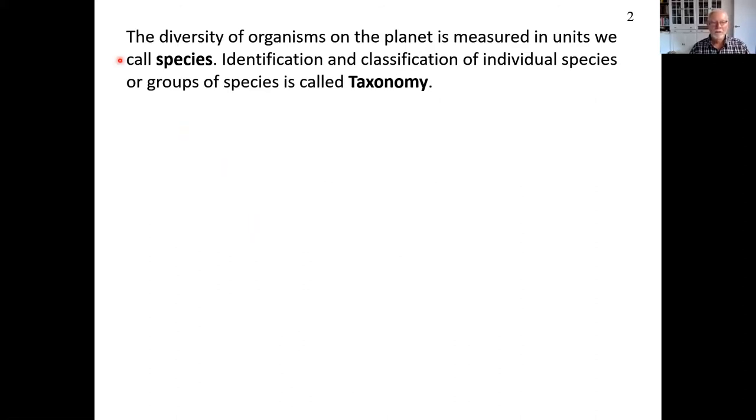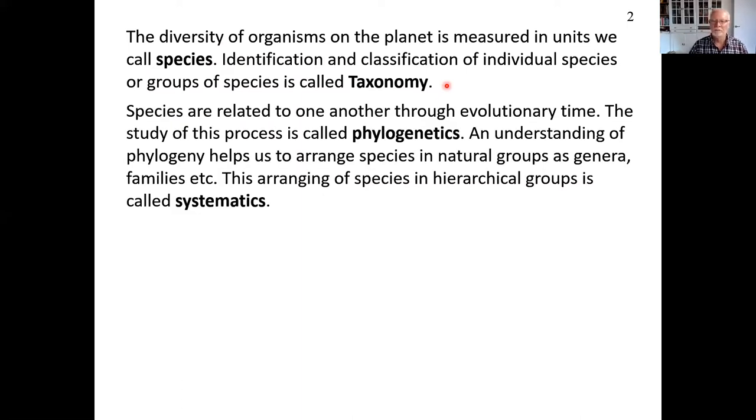The diversity of organisms is generally measured in units that we call species. The identification and classification of species is called taxonomy. This is a research area which nowadays is very poorly studied and poorly taught, but I will say some more about that later. Species are related to one another through time, and the study of this process is phylogenetics. An understanding of phylogeny helps us to arrange species into genera and families, etc., a process which is given the name systematics.